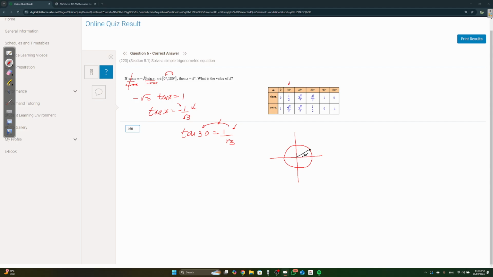30 degrees, right? 1 over root 3. But we need negative 1 over root 3. So when is tan negative? When is tan negative, right? Tan is negative in quadrant 2 or quadrant 4.